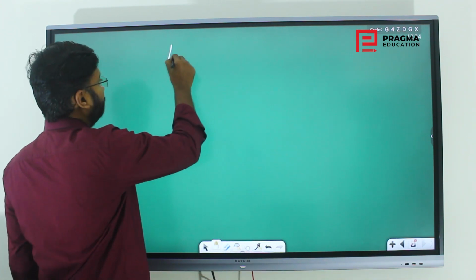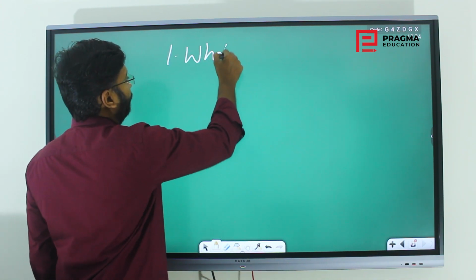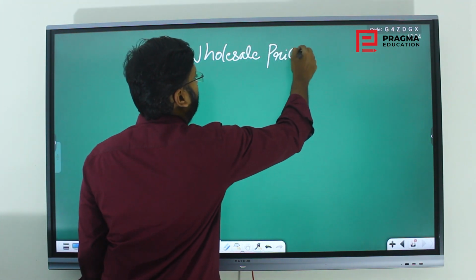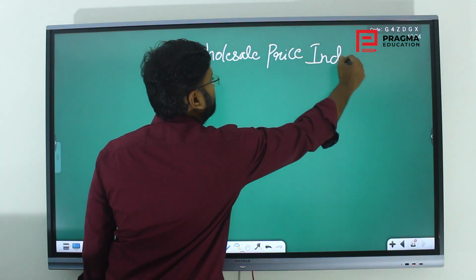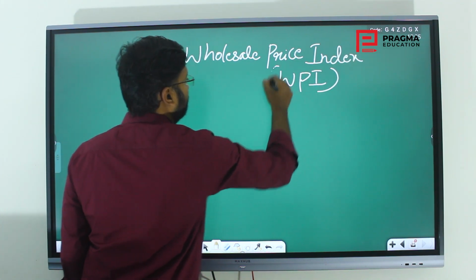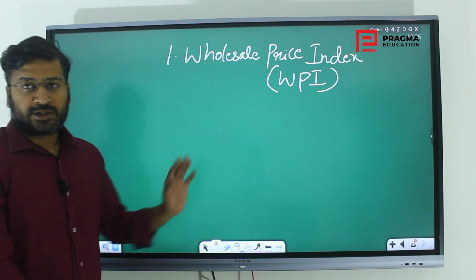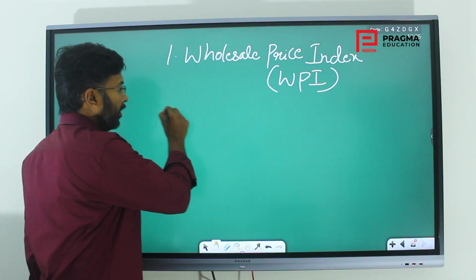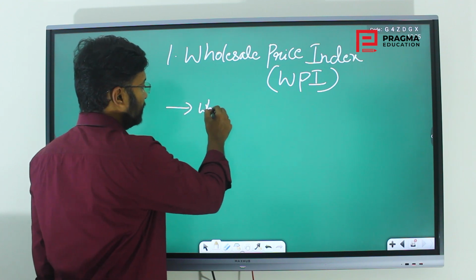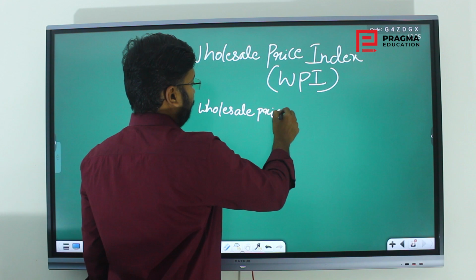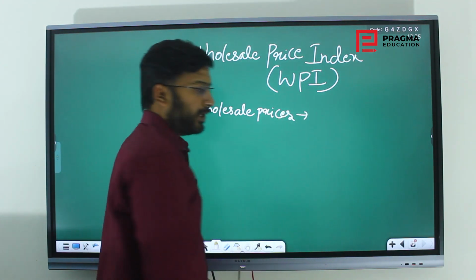First one is wholesale price index. It is called WPI. So wholesale price index is one method of measuring inflation. So what does it measure? It measures the wholesale prices. So what are wholesale prices?